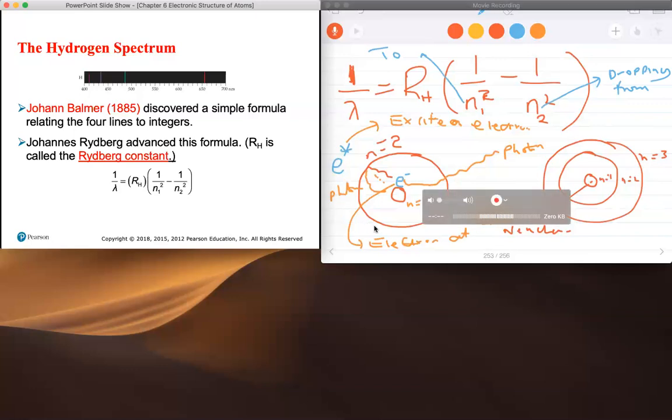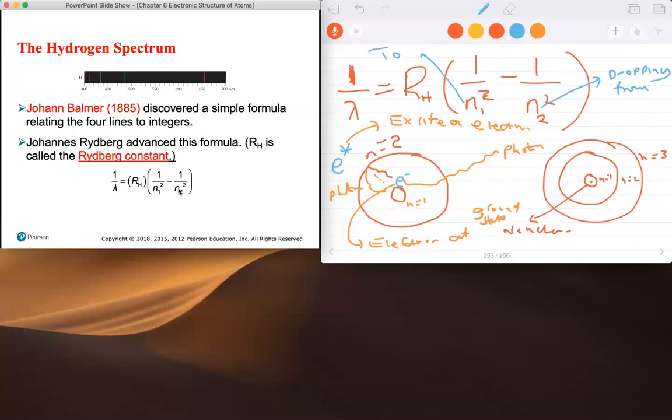If an electron is promoted to n equals 5, when it drops back again, this is our n, the higher energy level. This is the lower energy level where it is dropping back to. So you'll see that an electron is dropping from here to here. This is your lower energy level. This is the energy level. With this equation, you know what n stands for, what n1 stands for, what n2 stands for.